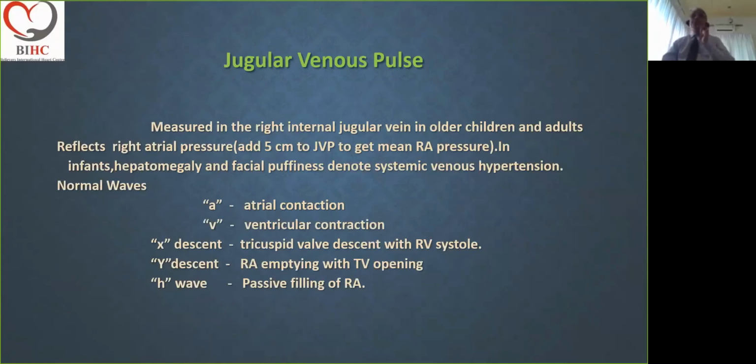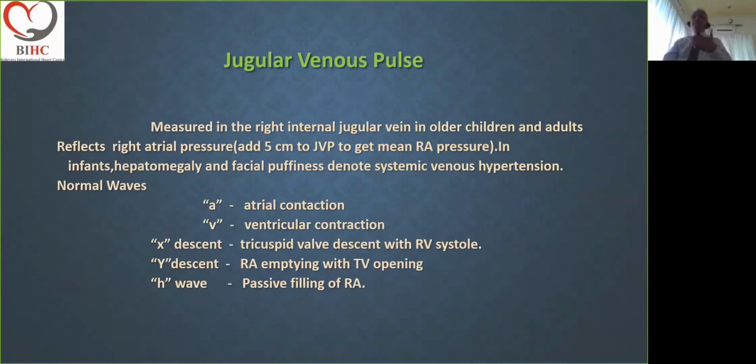Pulse, blood pressure, and JVP. JVP is measured in the right internal jugular vein in older children and adults. Underline in older children and in adults. Do not try to look for it in an infant who practically has no neck available to you for examination. In an infant, the systemic venous hypertension would be best reflected as a hepatomegaly, and if it is even more advanced, by facial puffiness, but not by JVP. But in the older child, it is useful to look at the JVP.